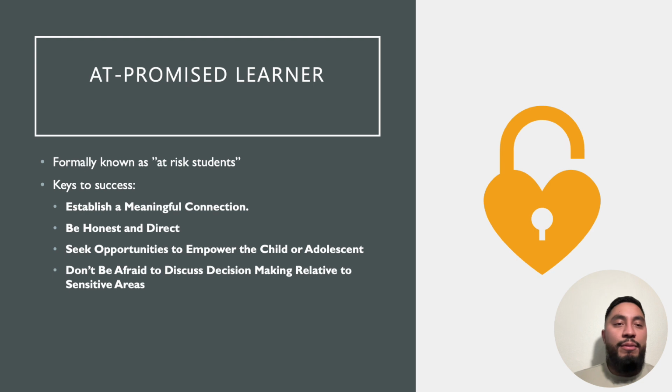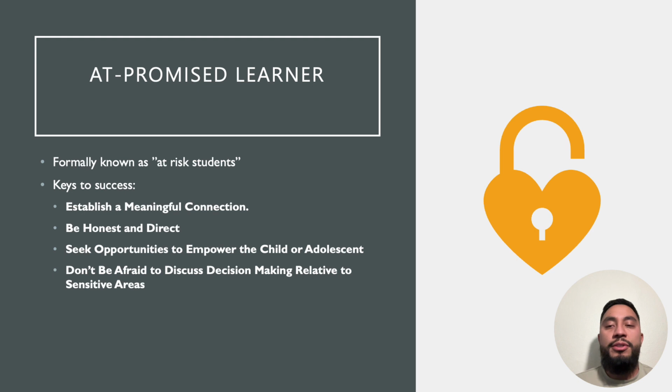All right, so the next type of learner we're going to be discussing is an at-promise learner. According to Tax and Web 2017, an at-promise learner, also known as an at-risk student, is someone who is below grade level or at risk of being below grade level.